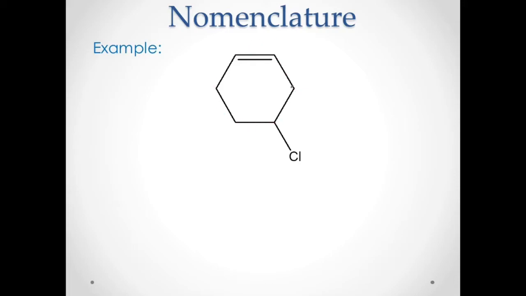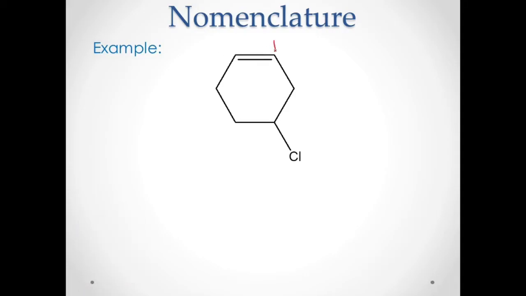You have 1, 2, 3, 4, 5, 6. If it is an alkane, then you would expect a cyclohexane. However, it contains a carbon-to-carbon double bond, so you would expect that it is a cyclohexene. So the parent compound should be cyclohexene. It contains only one carbon-to-carbon double bond. However, how do we number this?